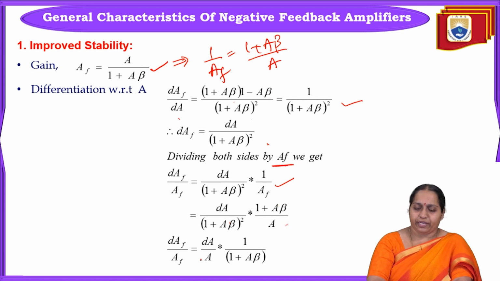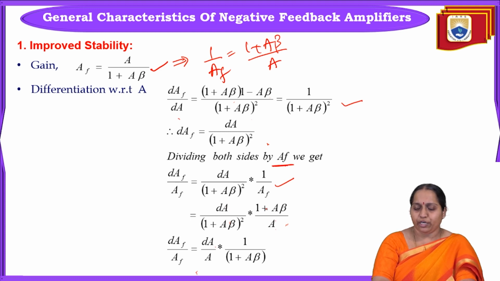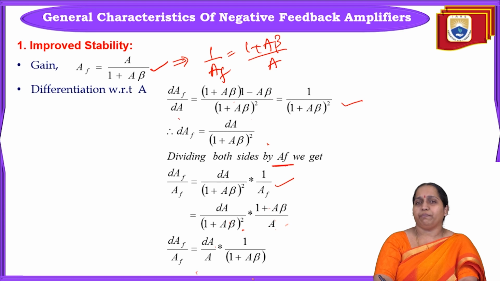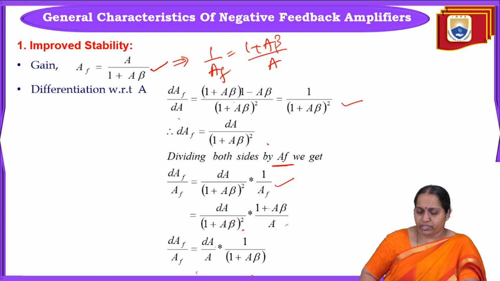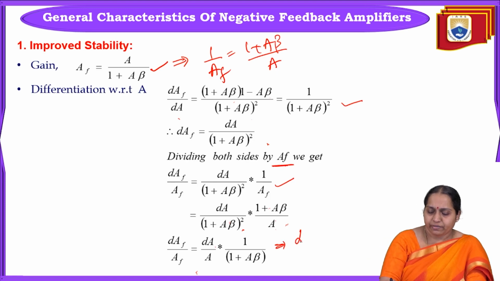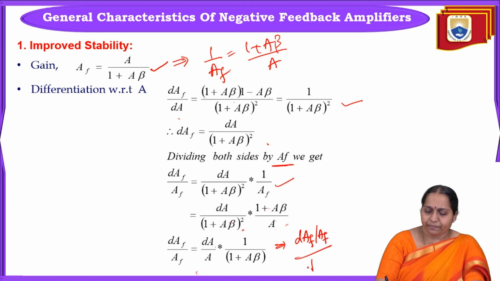So now dAF by AF equals dA by A. I am just trying to separate the terms: dA by A into 1 plus A beta by 1 plus A beta whole square. One term gets cancelled, and you are left with 1 by 1 plus A beta. So dAF by AF equals dA by A into 1 by 1 plus A beta. Or the same, I can write it as dAF by AF divided by dA by A equals 1 by 1 plus A beta.